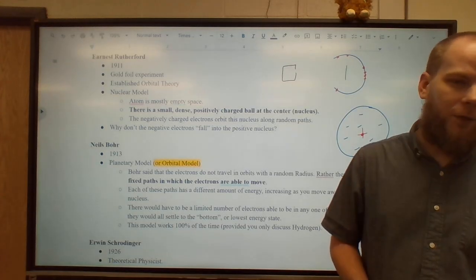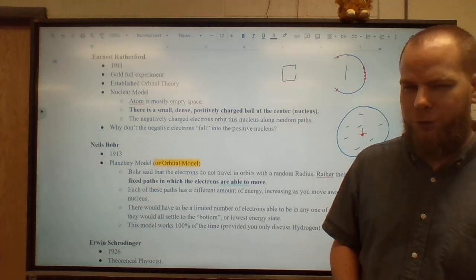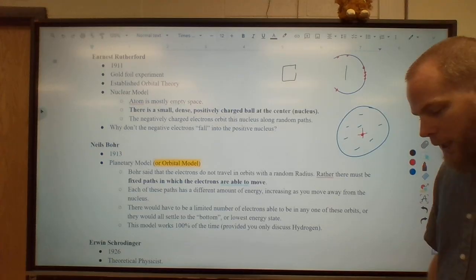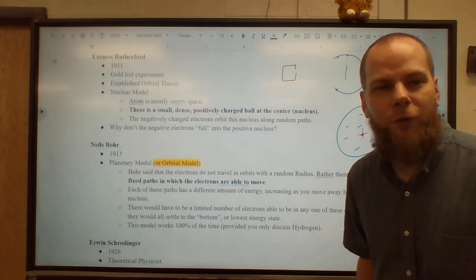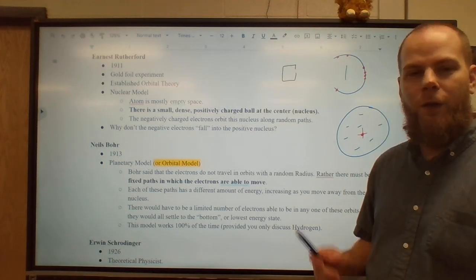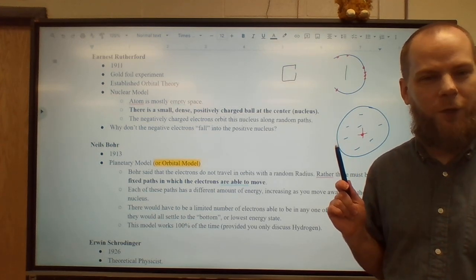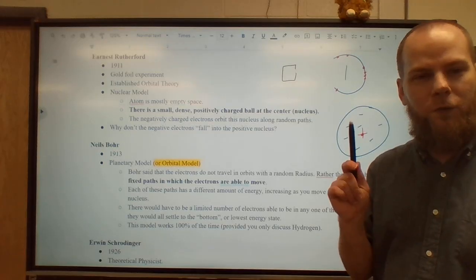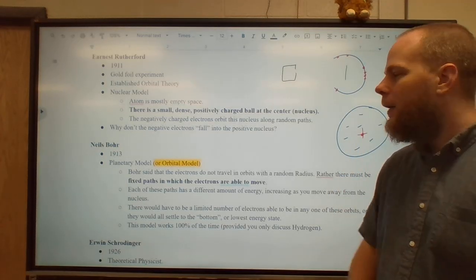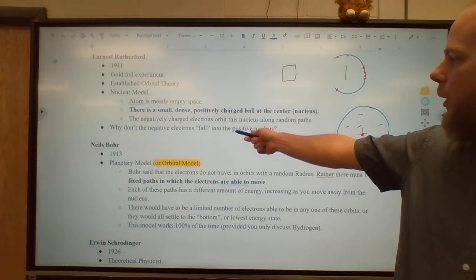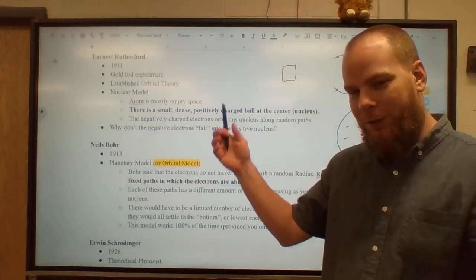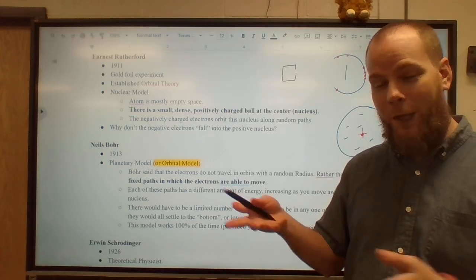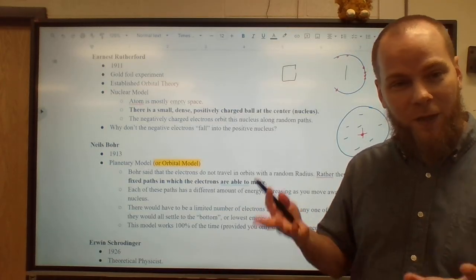Rutherford did point out that there are some potential issues with this, chief among them being that positives and negatives are attracted to each other. Like, if this is what it looks like, these would all just fall into the center of the atom. There's no way that these charges are just floating around. And so he's like, why don't they just fall in? Why don't the negative electrons just go to the nucleus and boom, no more atom? Why do they float? That doesn't make sense.